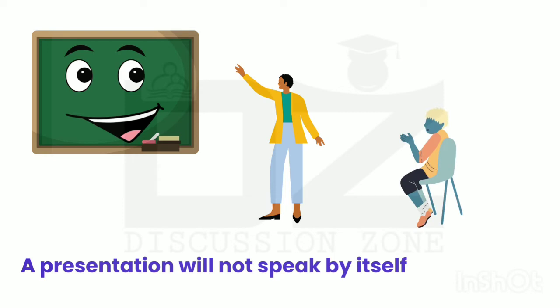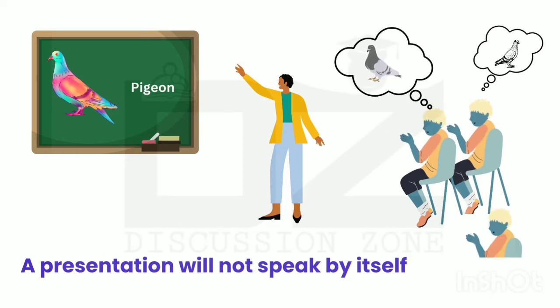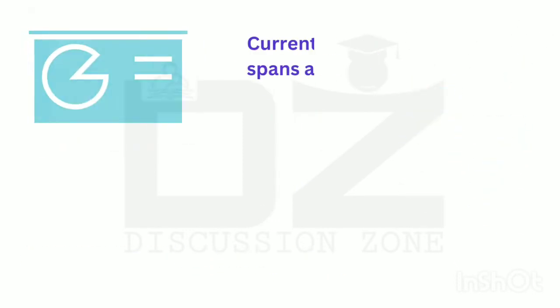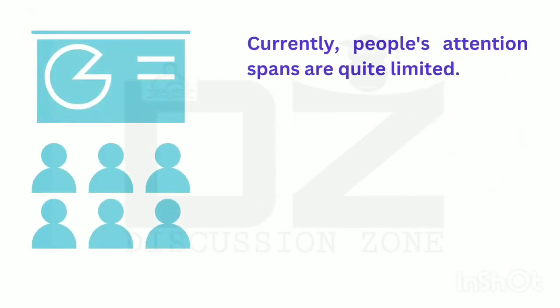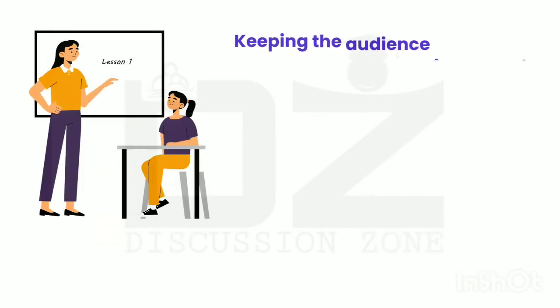Audience might interpret the information in different ways. Everybody has a different mindset, and what you are actually trying to say in a presentation, people might not understand. So it's important that you make it clear to the audience. Currently, people's attention spans are quite limited. People will look at you, or rather listen to you, for only 2 to 3 minutes and then decide whether they actually want to listen to you or not.